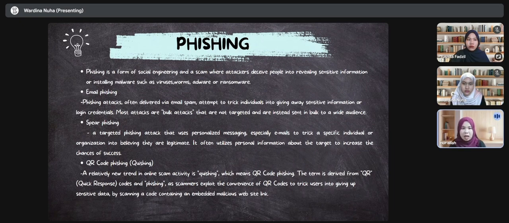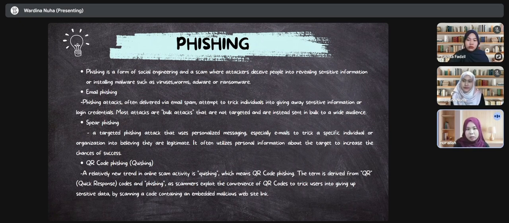And the second one is spear phishing, which is a targeted phishing attack that uses personalized messaging, especially emails, to trick a specific individual or organization into believing they are legitimate. It often utilizes personal information about the target to increase the chance of success. As an example, the scammer is going to send an email, which is a form of letter, and inside the letter they are going to give a warning, and people have to pay a certain amount of money, and if they don't, they will get hacked or they will get a threat or something.